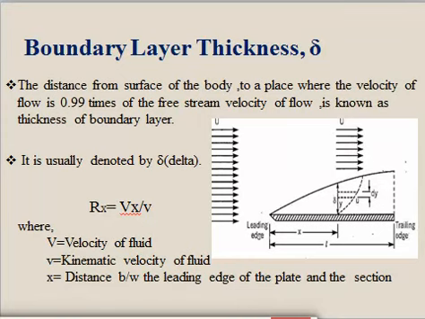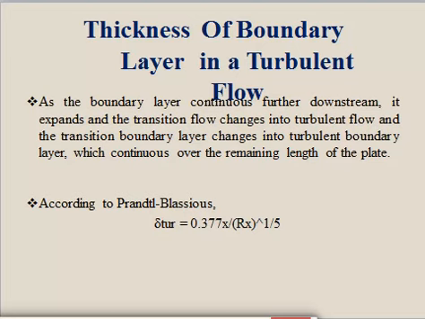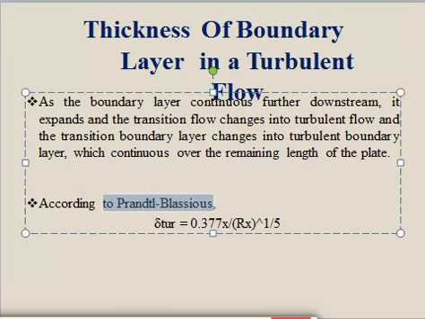After that, for turbulent flow or in turbulent region, it is again given by Prandtl-Blasius equation, and that equals 0.377x upon Reynolds number to the power 1 upon 5. So using this equation, you can find out the nominal thickness in turbulent region.